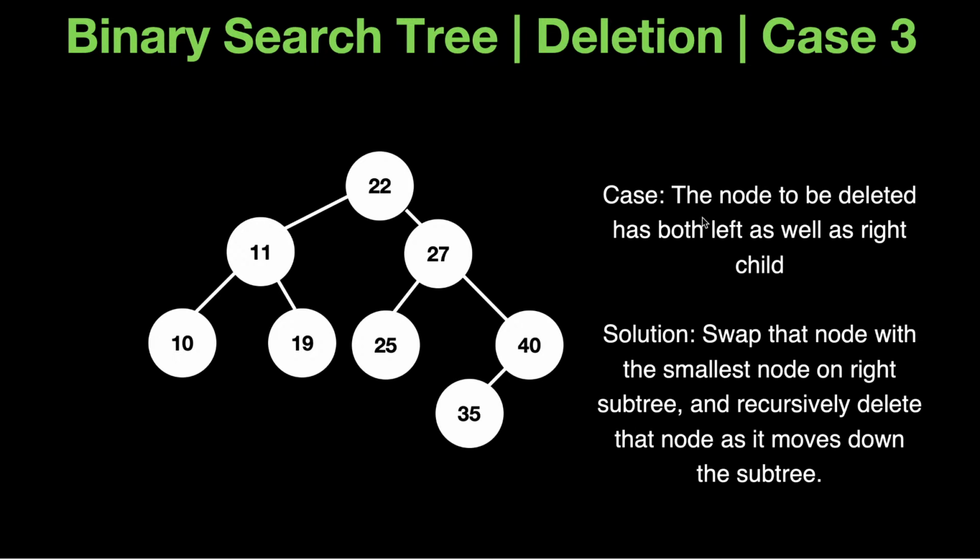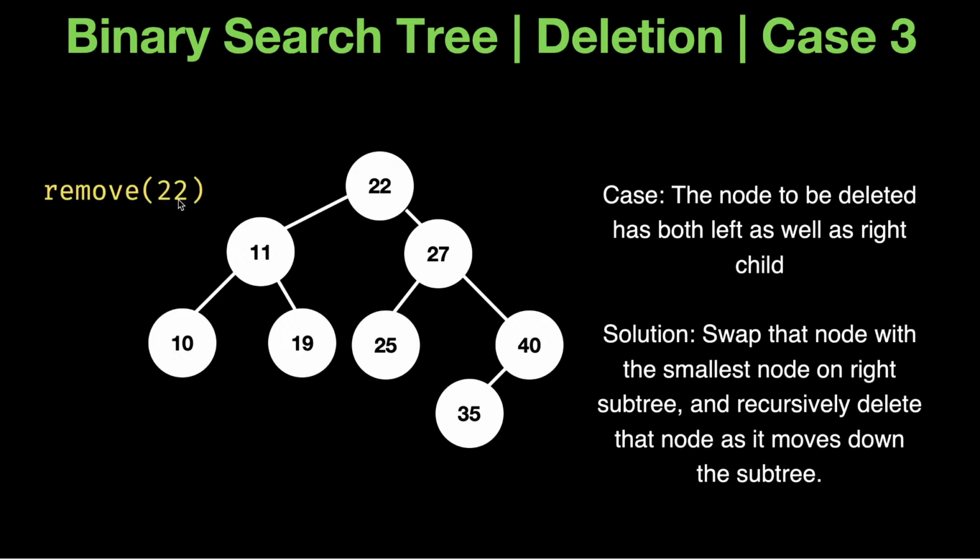Now we come to the third case, that is the most complicated case. In this case, the node to be deleted has both left as well as right child. Now in that case, we need to actually swap that node with the smallest node on the right subtree and recursively delete that node down as it moves down the subtree. Actually, I will show you with an example.